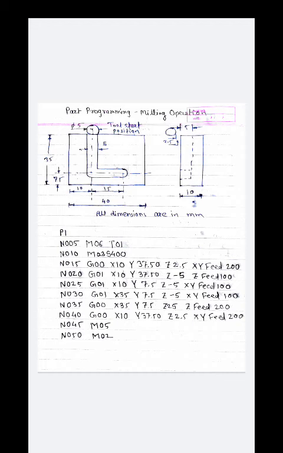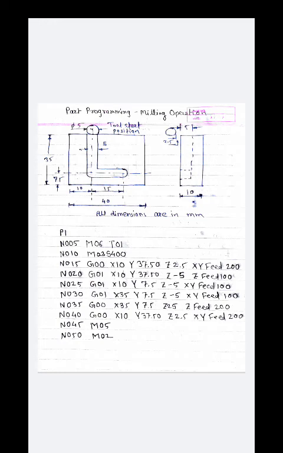Now we are going to shift the cutter to its original or initial position. That is, we have done N040 G00 X10 Y37.50 Z2.5 X5, feed 200 mm per minute. Now our cutter has come to the initial position.